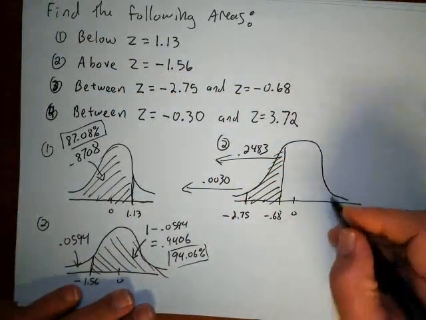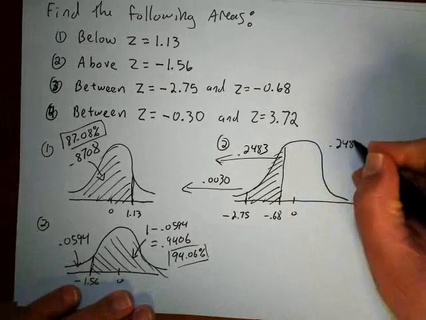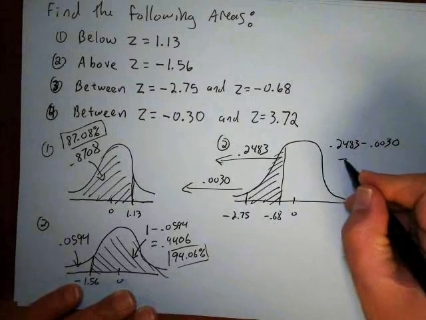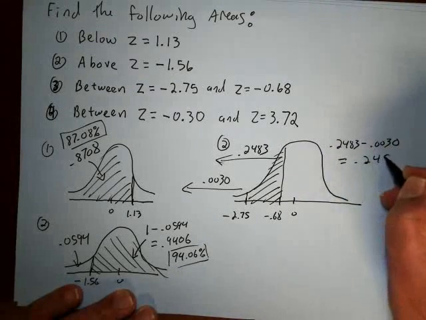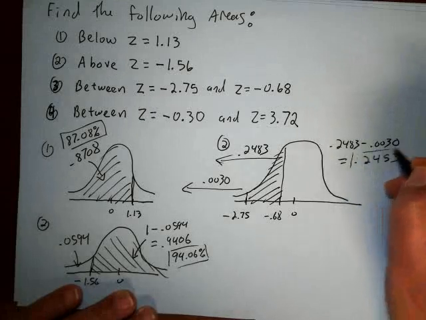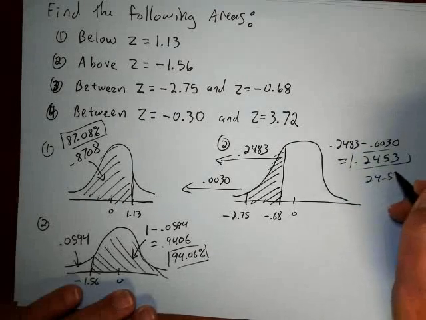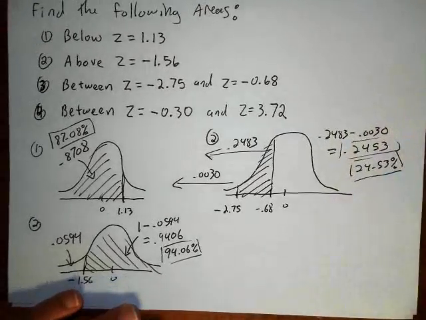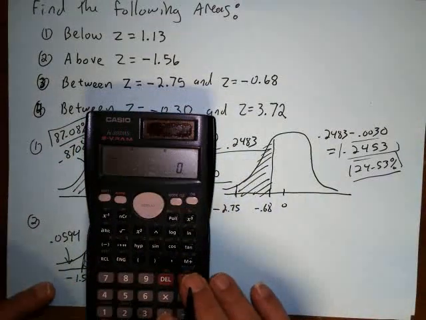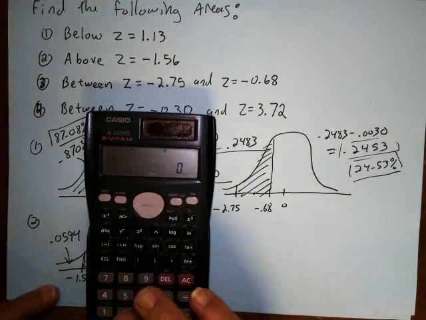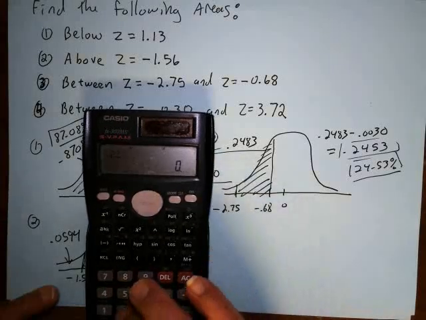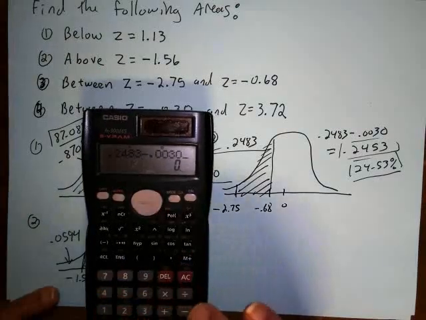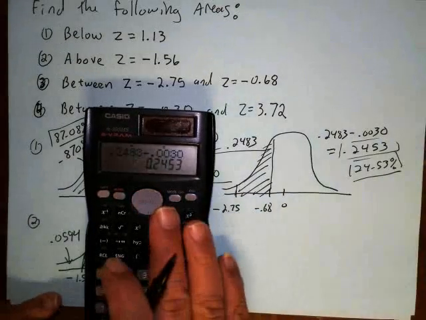And so now what I want to do is subtract these two. 0.2483 minus 0.0030. I think I can do that in my head. I should get 0.2453, which is like 24.53%. Okay, and let me just make sure I did that right. 0.2483, I'm sure I did, but my OCD is making me check. Yep, okay.